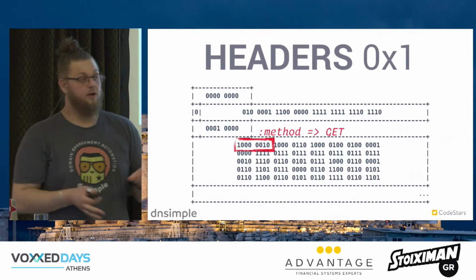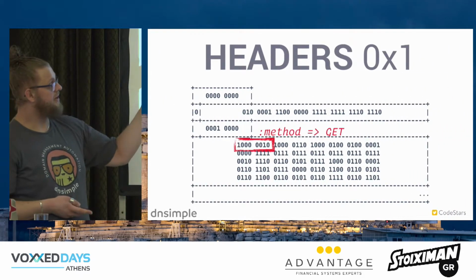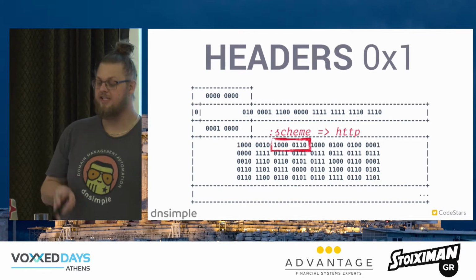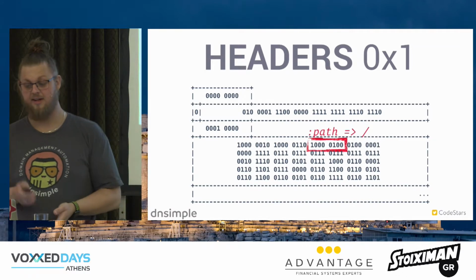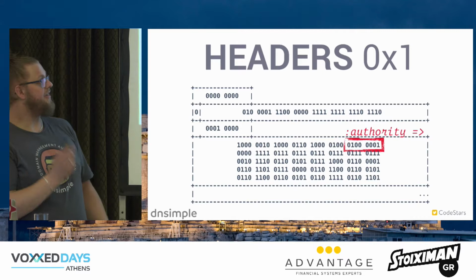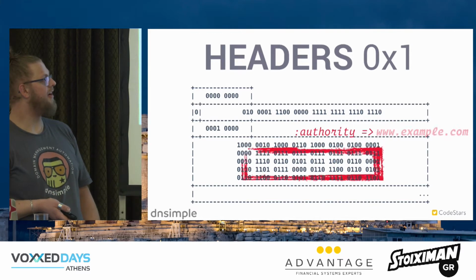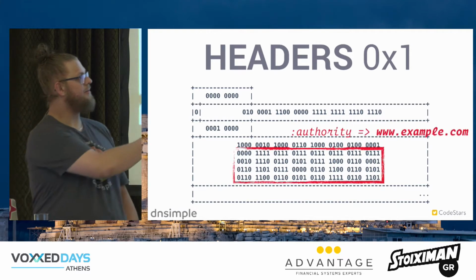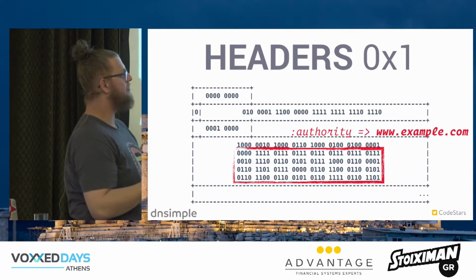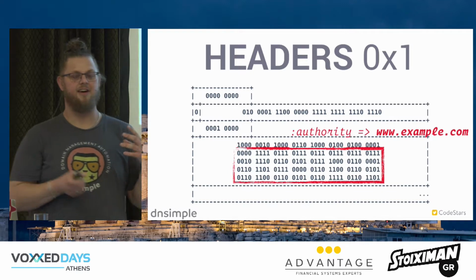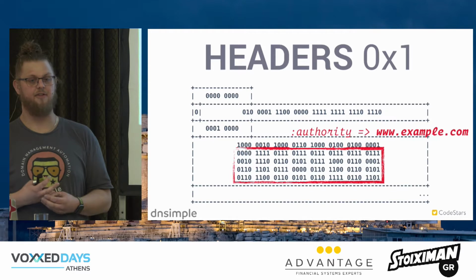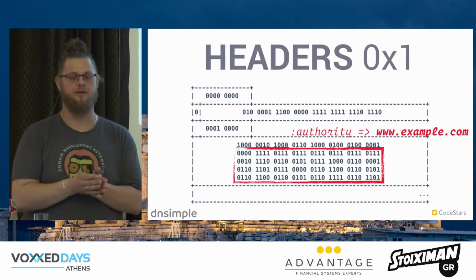Now, let's take a look at the header block fragment again. The first byte was method GET. The next byte was scheme HTTP, the next byte was path slash, the next byte was just the authority key, and then all of the rest was www.example.com. And I think this really shows why header compression makes a whole lot of sense, in order to have less transfer on the wire and save a lot of time, especially on low bandwidth connections.